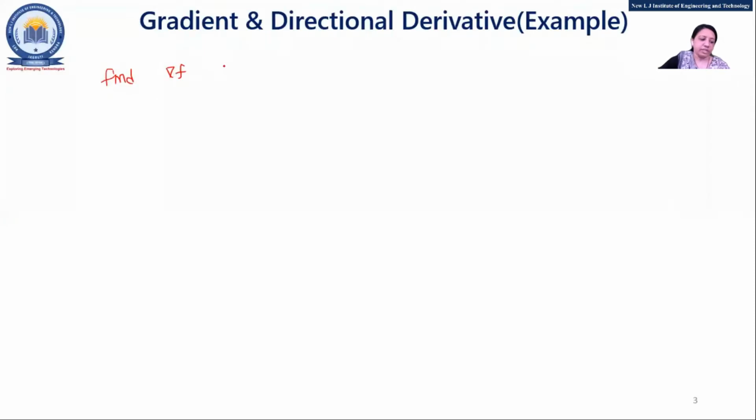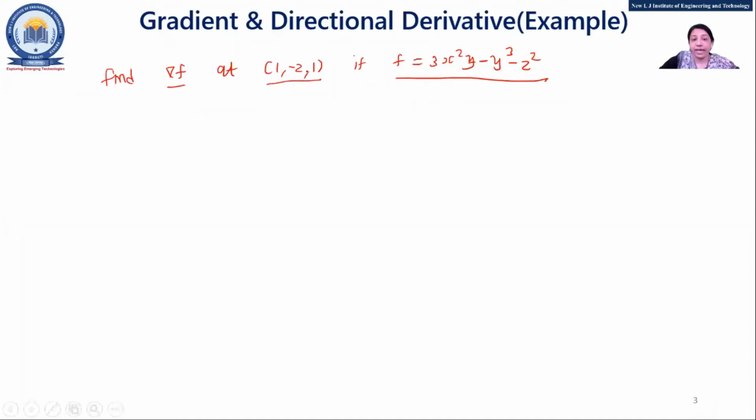So the first example for that is: find grad f at a point, where the point given is (1, -2, 1), if your function is 3x square y minus y cube minus z square. So this is your function. You have to find grad f at the point (1, -2, 1).